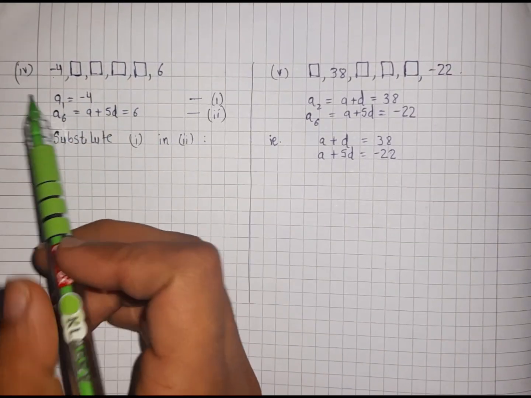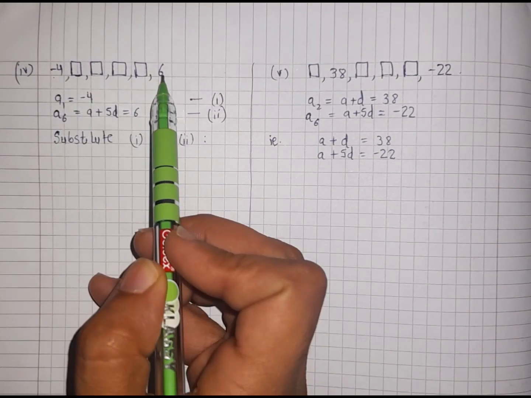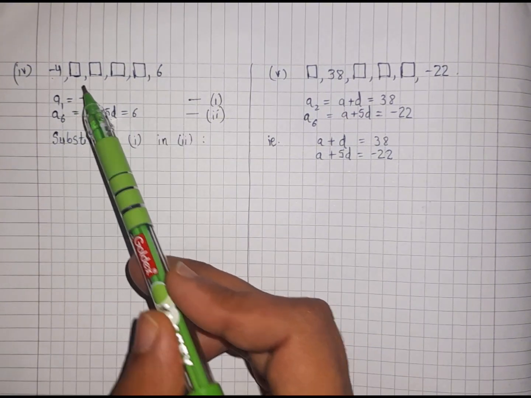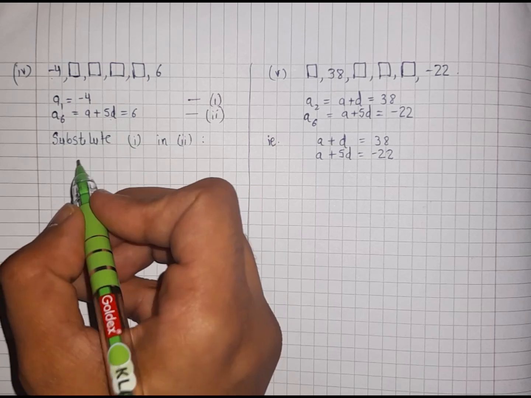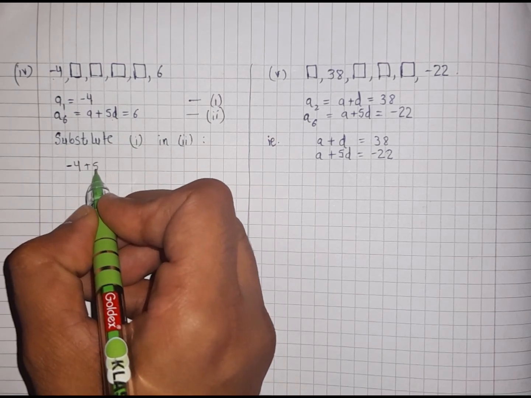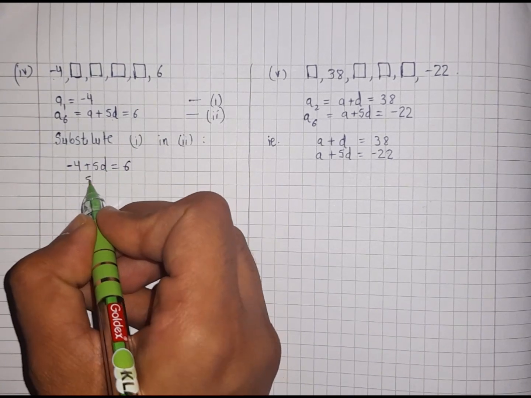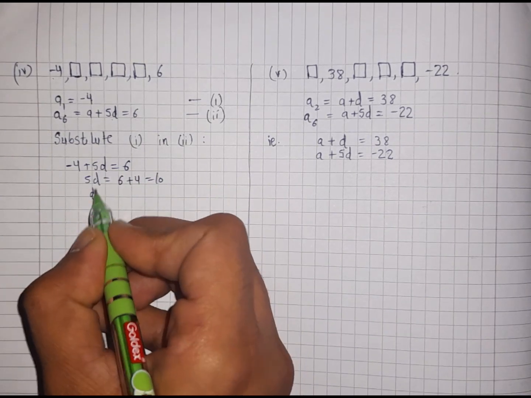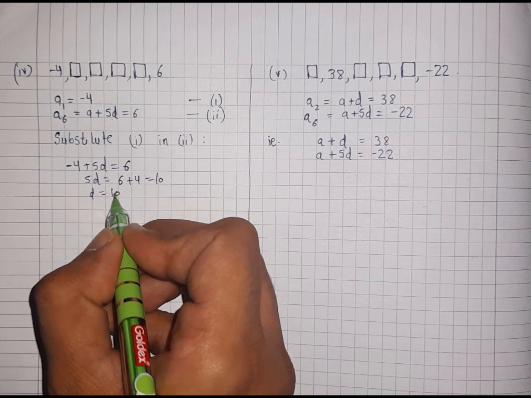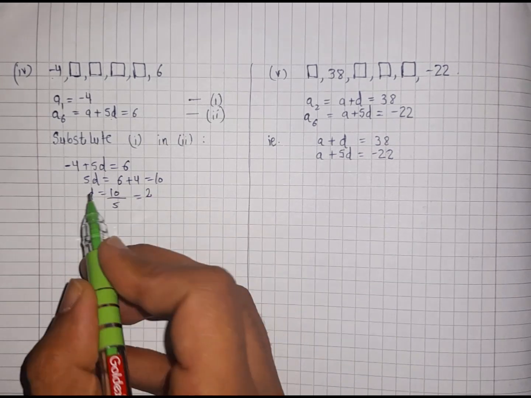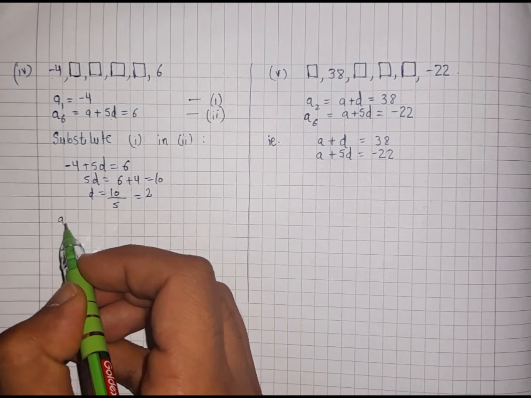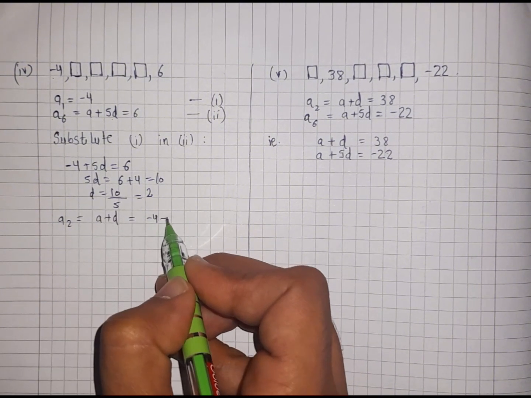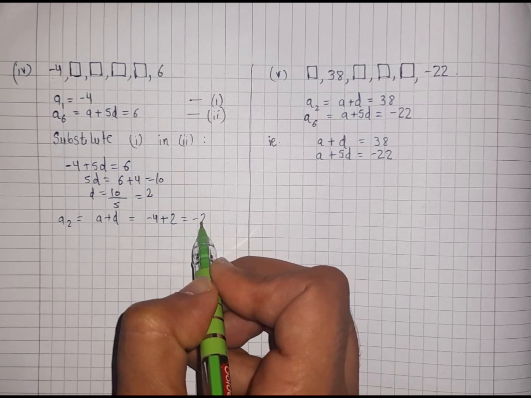In the fourth part, a equals minus 4 and the sixth term, that is a plus 5d, equals 6. Now substituting this value in the second one, we will get minus 4 plus 5d equals 6. That is 5d equals 6 plus 4, implies d equals 10 upon 5. So difference is 2, which implies second term equals a plus d. A equals minus 4 and d equals 2. So second term is minus 2.